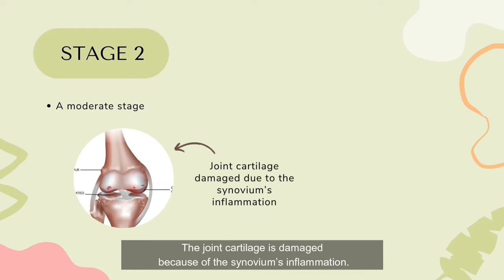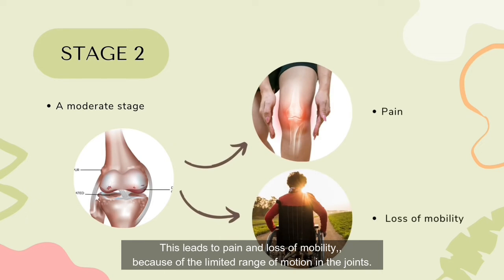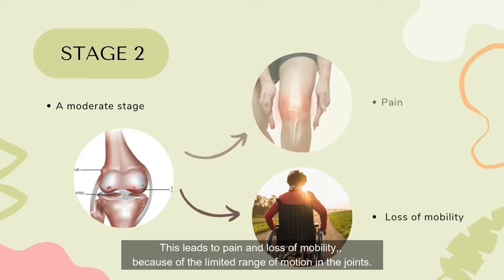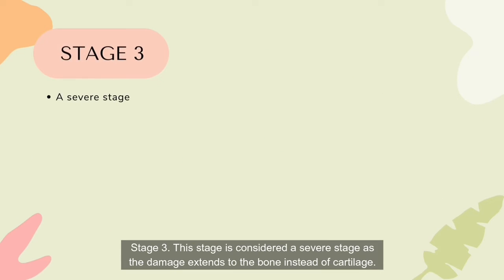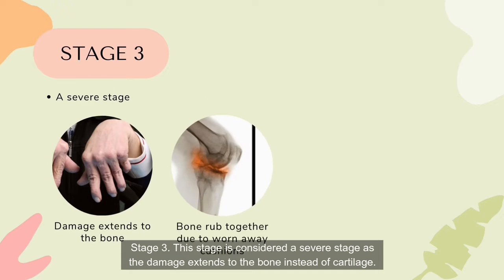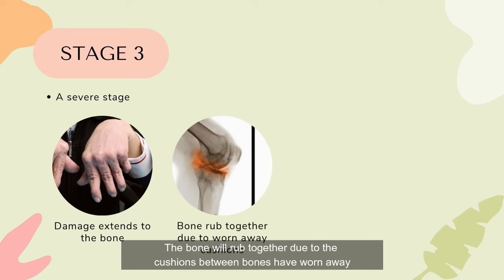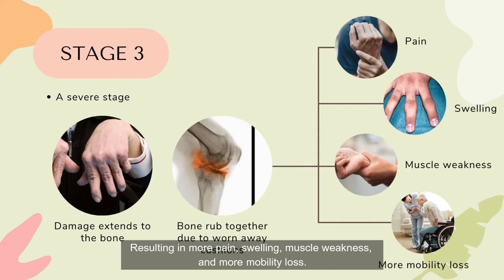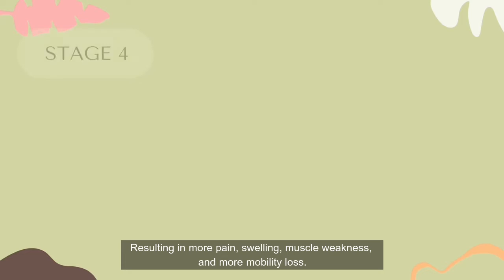Next, Stage 2, which is a moderate stage for rheumatoid arthritis. The joint cartilage is damaged because of the synovium's inflammation. This leads to pain and loss of mobility because of the limited range of motion in the joints. For stage 3, this stage is considered a severe stage as the damage extends to the bone instead of cartilage. The bones will rub together as the cushions between them have worn away, resulting in more pain, swelling, muscle weakness, and more mobility loss.